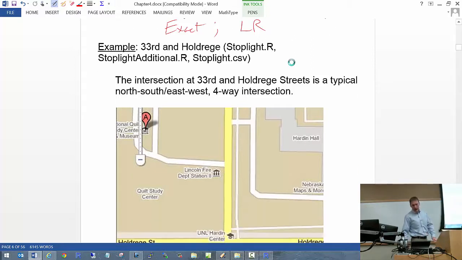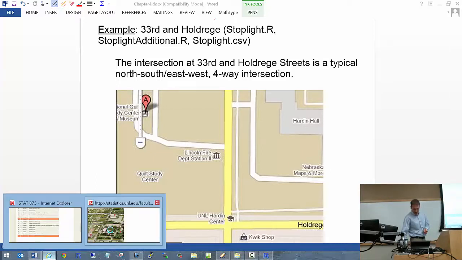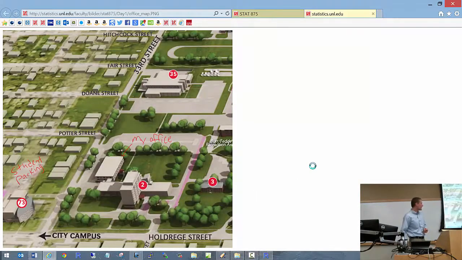Okay, so let's get into an example here. This deals with 33rd and Holdrege Streets. This is an old picture. I don't know why I didn't update it in my notes when I just updated it. So here's a picture from my website where I used to explain where my office is.